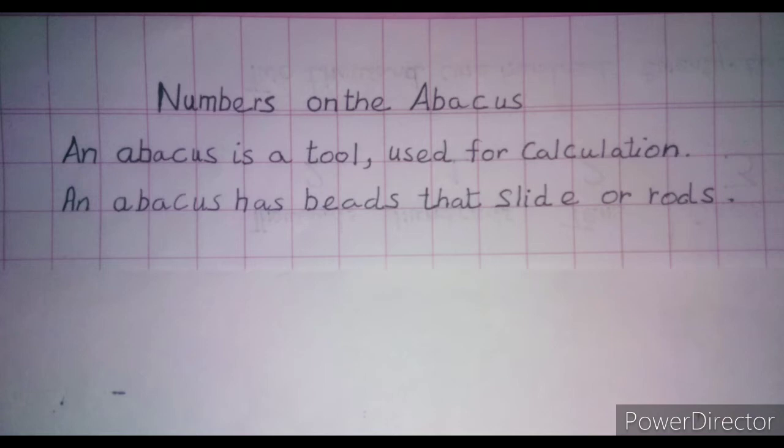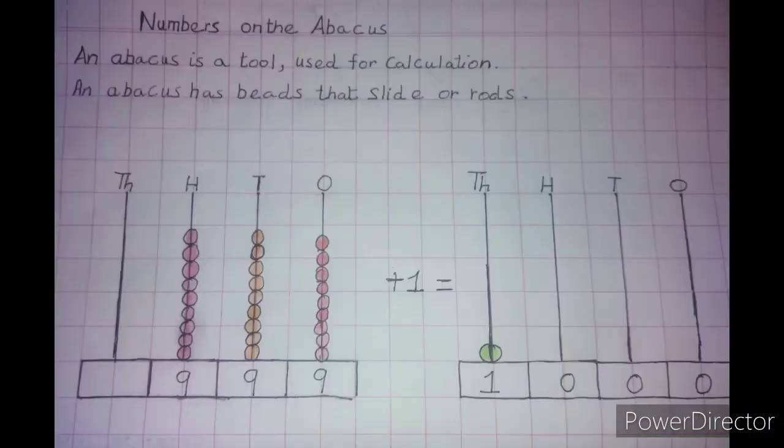An abacus is a kind of tool used for doing calculation. An abacus has beads that can be moved up and down on a series of sticks. So you have already done abacus till 999. So we have 9 beads in the 100 column, 9 beads in the tens column and 9 beads in the 1 column.